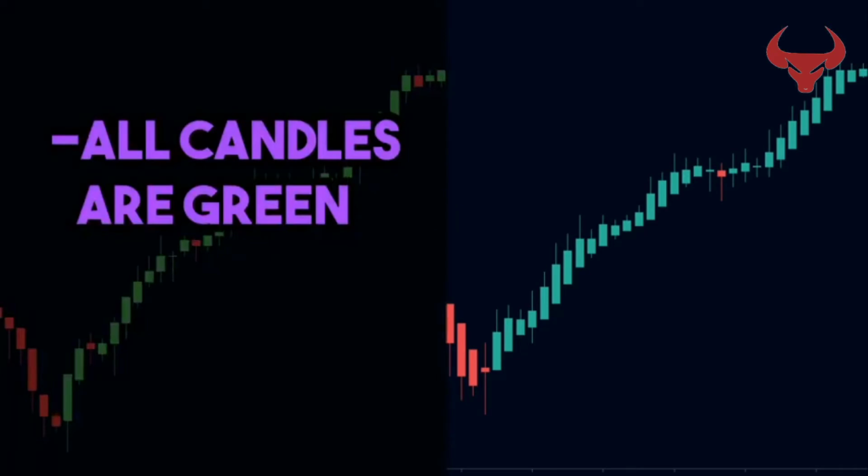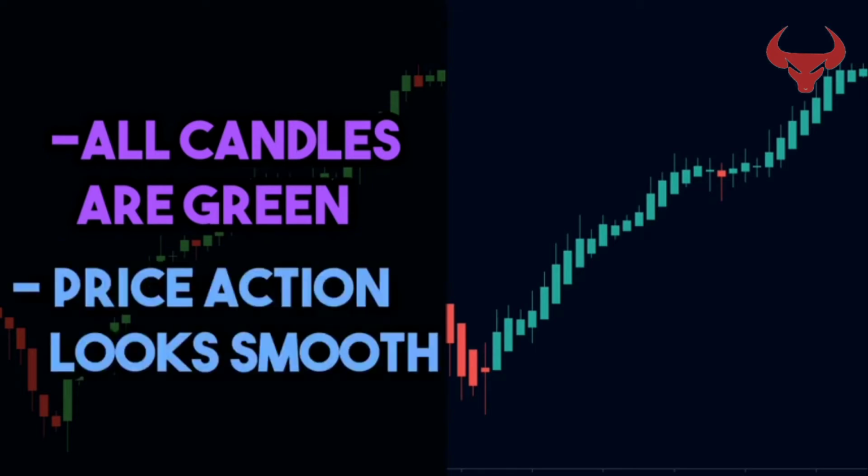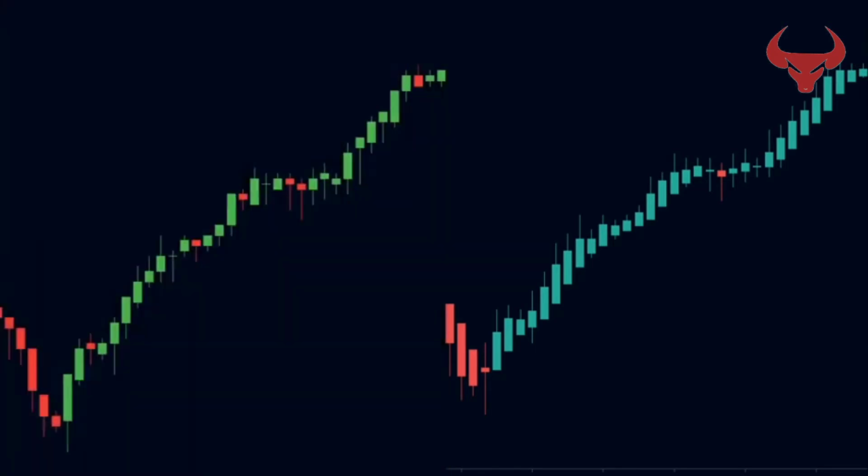As you can see, Heikin-Ashi candles show the clear up move with almost all candles being green. The price action also looks a lot smoother than the regular candlesticks. This continuity of smooth price action can make life a lot easier for a new trader. This is why we want to study Heikin-Ashi candles.